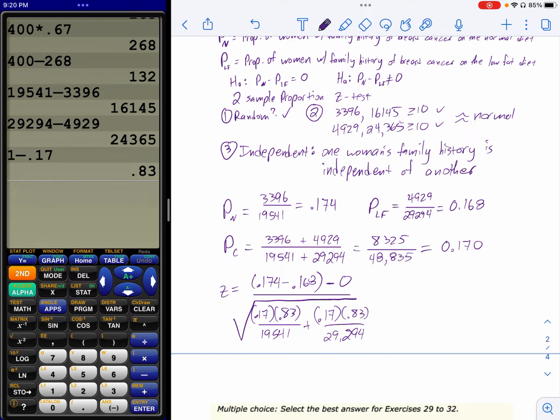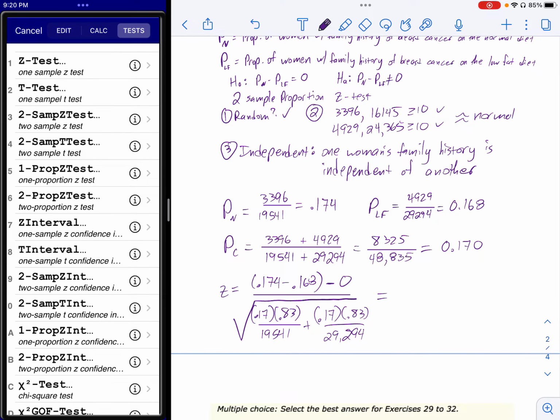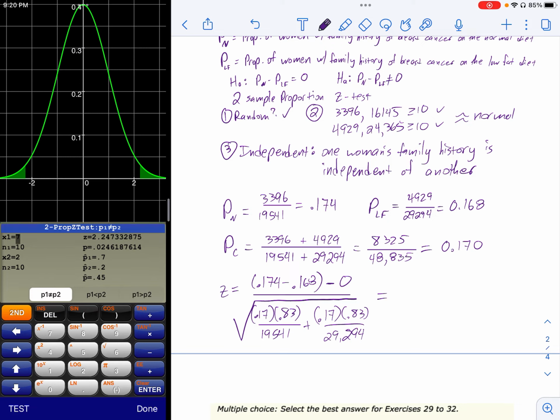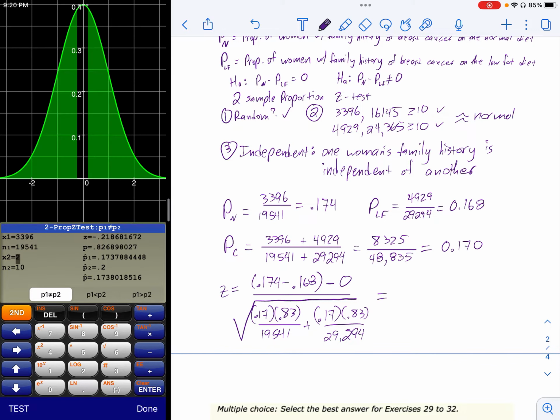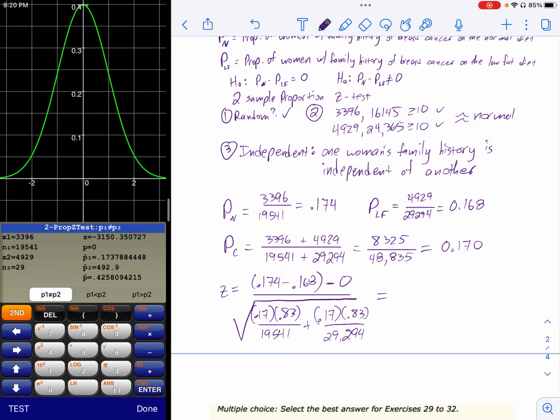This is a massive study, 48,000 women. At this point, I would ditch this and be like, okay, calculator, help me out. Stat tests. Number 6. And type in these numbers very, very carefully. So 3,396 out of 19,541. The low-fat diet was 4,929 out of 29,294. And there you go. So there's your z-score: 1.59.